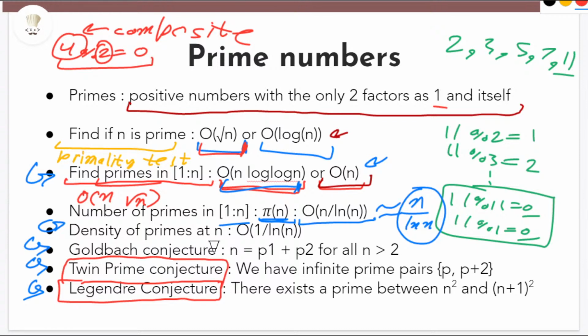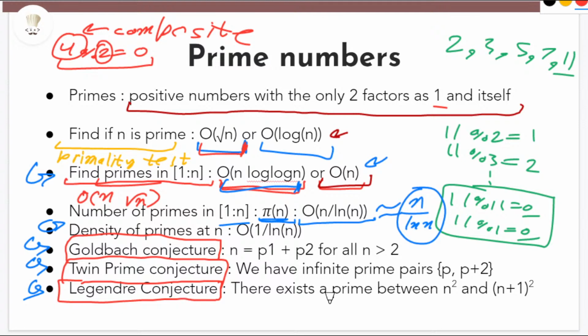These conjectures are famous in mathematics, so it's good to know them even if they won't be required in competitive programming. The Goldbach conjecture says n is equal to p1 plus p2, where p1 and p2 are prime, for all n greater than 2. Basically, for all n greater than 2, you can write it as a sum of 2 prime numbers. The twin prime conjecture says we have an infinite number of prime pairs p, p plus 2.